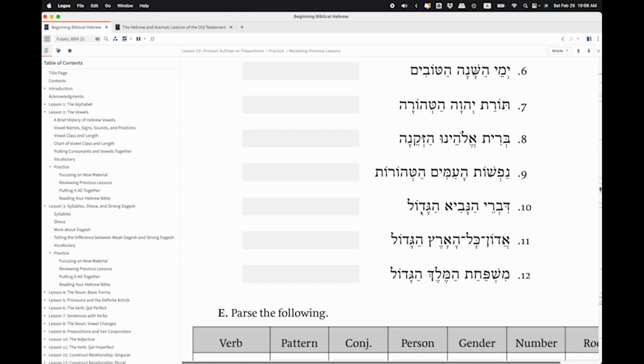Now we have to figure out where Hagadol fits in. Hagadol does not modify Ha'aretz because Ha'aretz is feminine. So it would modify Adon. So this would be the great Lord of the whole earth or the whole land.